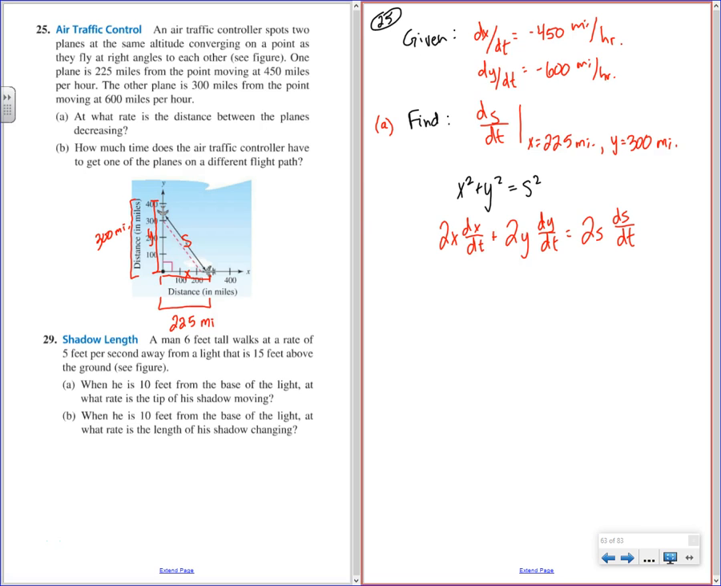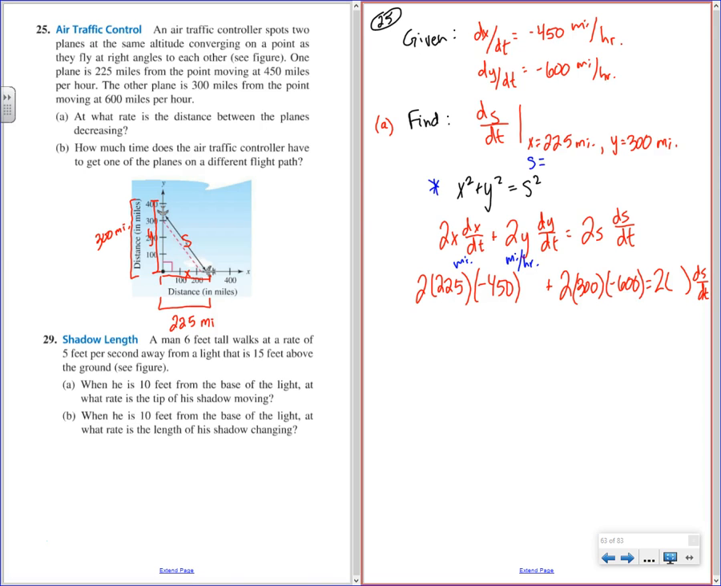Okay, what do we got to plug in? We have x, right? So let's plug it in. dx/dt, we have that too. We definitely need a calculator for this. Our units are okay because we have miles, and then miles per hour. So we're good. Plus 2y, we have 300, times dy/dt is negative 600, equals 2s times ds/dt. But what do we have? A formula. So we can find s on our own.